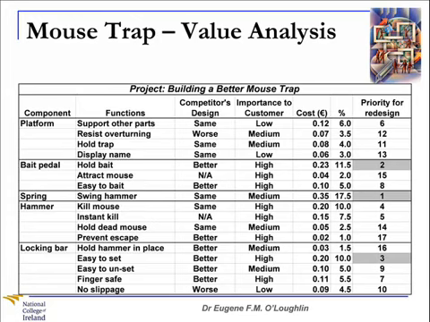If we take a look at item number 17, which is the lowest priority for redesign, that's prevent escape, part of the hammer component, we can see it's of high importance to customers, but we can also see that it is only represented by 1% of the overall cost. So redesigning this particular component will have a minimal effect on the overall cost or value of our mousetrap. Therefore, it will not give us much better value. We target those ones with the highest cost associated with them.